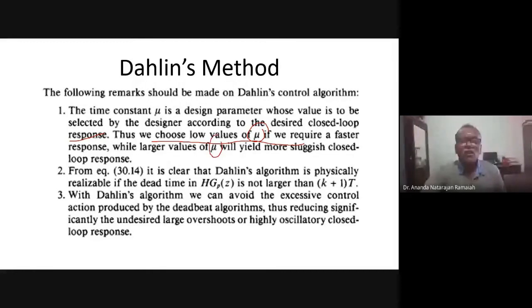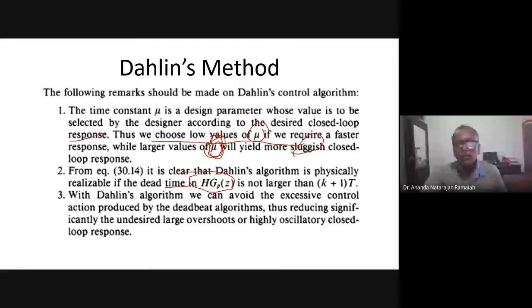If you choose a large value of mu, you will get a sluggish response. If you select a small value of mu, the response will be faster but oscillatory. So you can select mu depending upon the type of response you want. Then the second point is that the system is physically realizable. The controller is physically realizable.